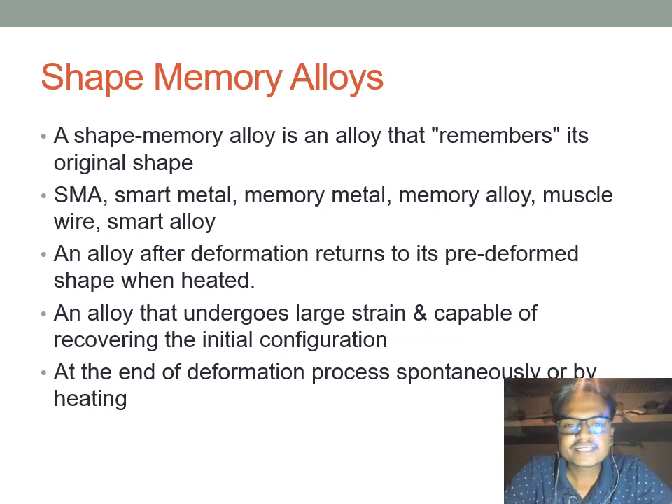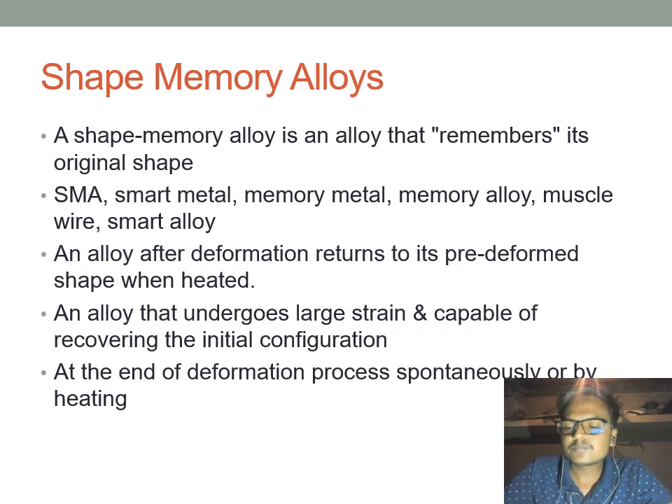They are also known as smart metals, memory alloys, muscle alloys, or smart alloys. Alloys that, after deformation, return to their predefined shape when heated are known as shape memory alloys. Even after a large strain, they are capable of recovering their initial configuration. At the end of deformation, spontaneously or by heating, they come back to their original shape. That's known as shape memory alloys.